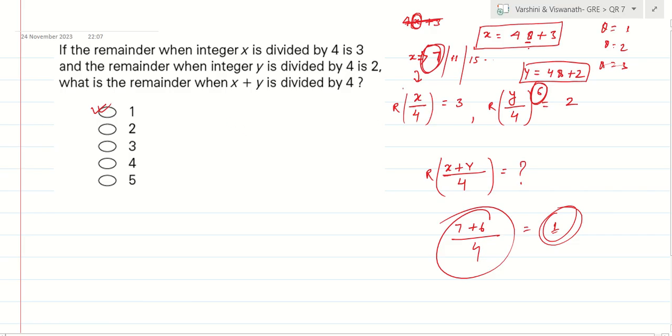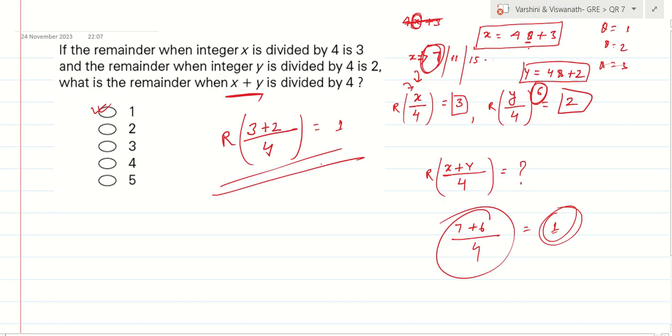This is also an example of the remainder theorem. The remainder theorem says that whatever number is given here, take the remainder and add them. So add them together and divide by the same divisor, and I'll get the same remainder. This is also the remainder theorem. So add the remainders and divide by the same divisor, I'll get the same remainder.